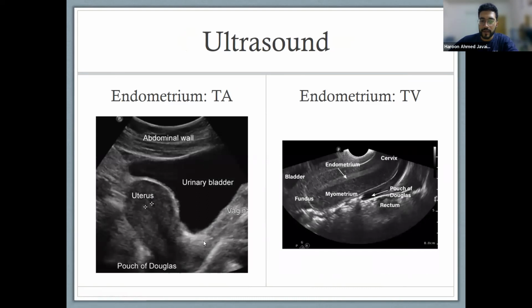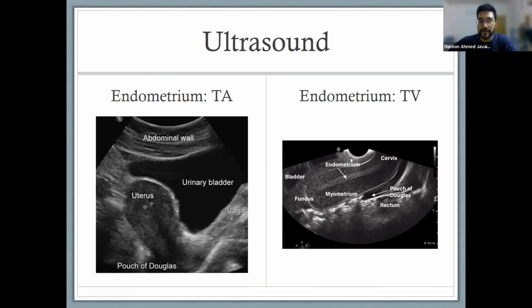Okay, so now they're moving on to the endometrium. So basically they're moving on to the uterus. So again, they show you properly a trans-abdominal view. So this is when you place the probe on the abdomen, and you see a trans-abdominal view. So you can see the urinary bladder over here, and then you can see the uterus underneath, and it looks like this shape over here, right?